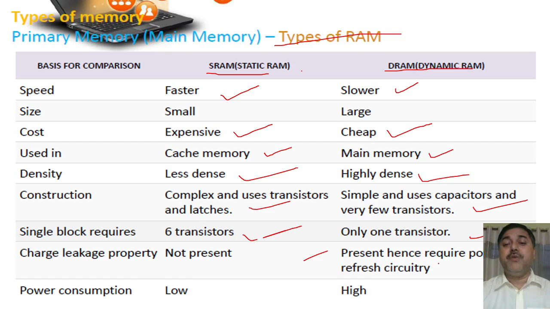Charge leak property is not present in static RAM, but it is present in dynamic RAM, hence we require power to refresh. Power consumption is low in static RAM, while dynamic RAM has high power consumption. So this is what we find when we are working with each and every part of this structure.